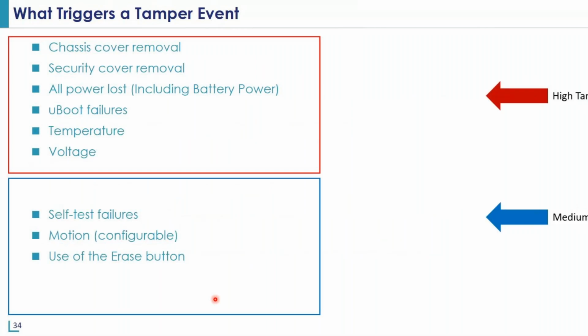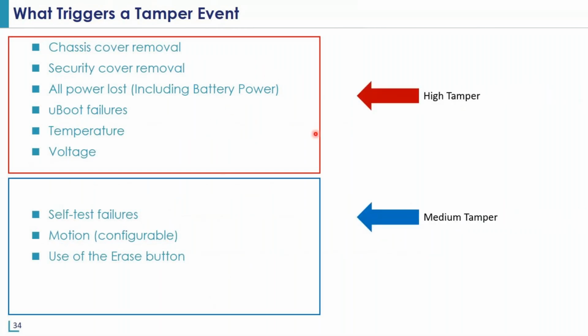So what are the two different events? What is high temper and what is medium temper? Chassis cover removal: if an attacker is able to access your payShield 10K physically and they try to remove the chassis cover, this is a high temper. Security cover removal.